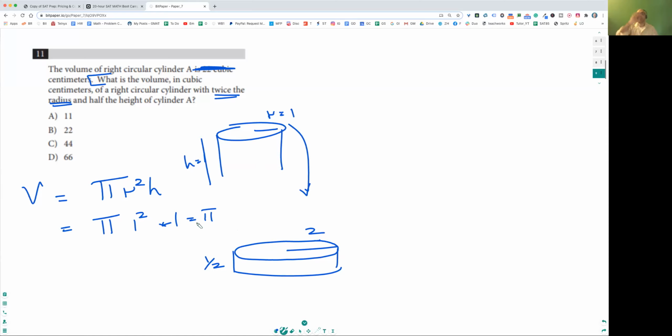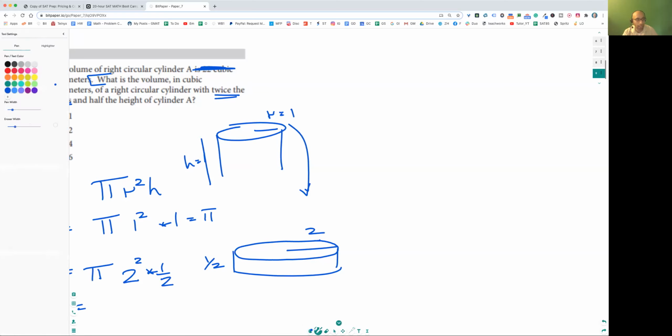You can do this for every single problem of this type, where they say this guy's halved, this guy's doubled, this guy's tripled, this guy's become 20 times. Doesn't matter. Always start with everything as 1 and then work off of it. So the new volume, I'm going to use this formula: pi times 2 squared, because the new radius is 2, and the height is half.